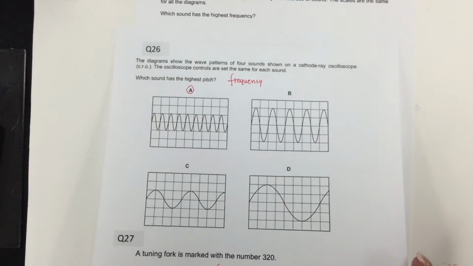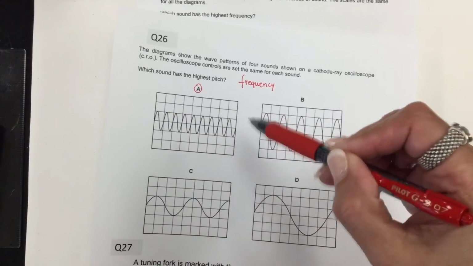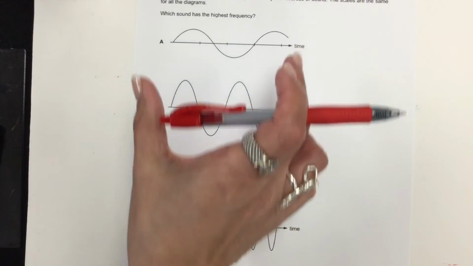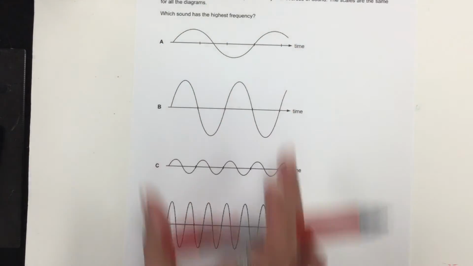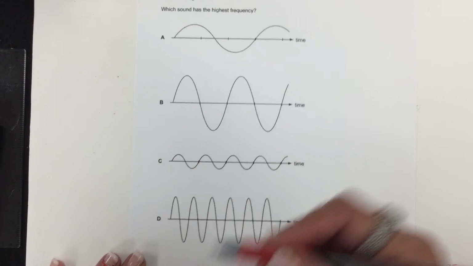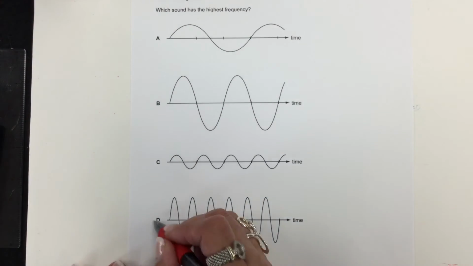So the highest frequency will be the one that has more cycles for that space. Here it is saying that they are all at the same scale. So the one that fits more cycles in that particular space is D.